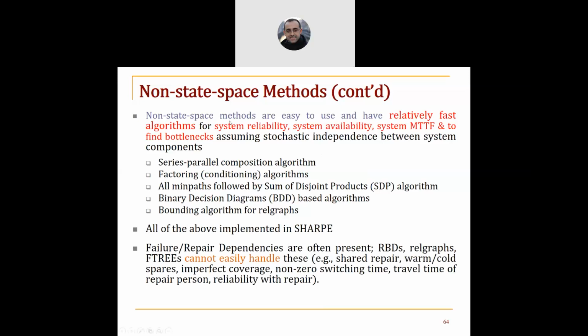But the independence assumption was key in order to solve these problems. Whereas failure and repair dependencies are often present in real systems. And these model types that we've discussed cannot handle these dependencies. And so we have to go to something else in order to capture dependency. And what kinds of dependencies? Shared repair, warm or cold spares, imperfect coverage, non-zero switching time, travel time for repair person, reliability repair, all kinds of dependencies do exist in real systems. So what we have described so far is not powerful enough, not able to capture this dependency. So we need to do something else.